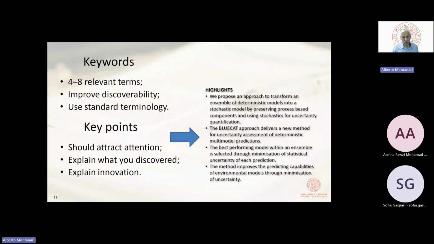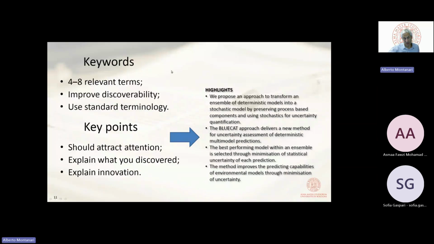And on the right, you can see an example of the highlights that I proposed for one of my last papers. So you see, we propose an approach to do this, this, and this. This approach delivers a new method for doing this, this, and this. The best performing model is model X, and the method improves the predicting capabilities. This is an example of highlights or key points. Some journals call them highlights rather than key points. They are synonyms.